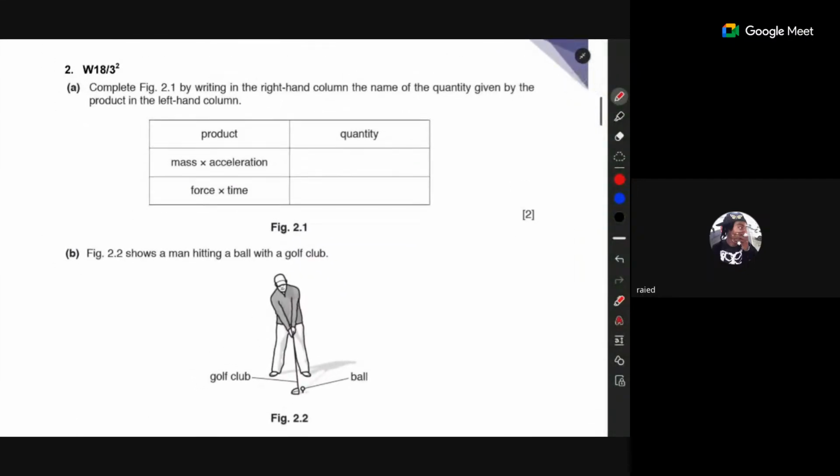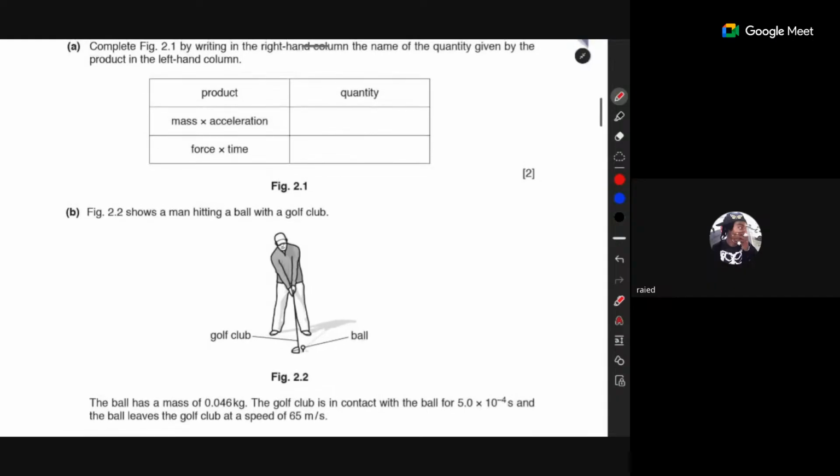So now this is a real question again. The question is: complete figure 2.1 by writing in the right-hand column the names of the quantities given by the products in the left-hand column. Mass into acceleration is equal to what, Ariba?